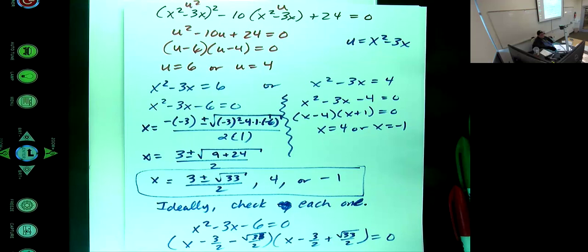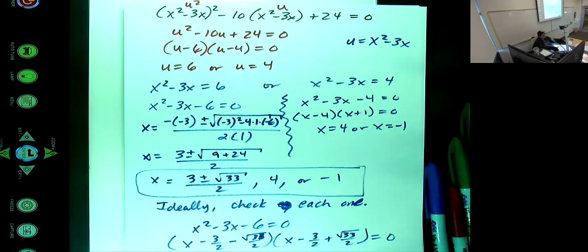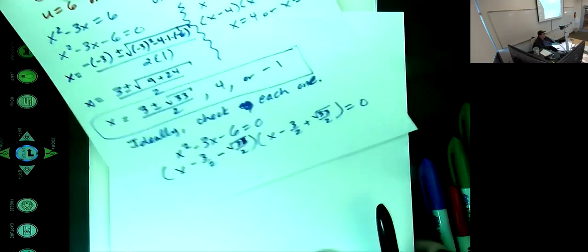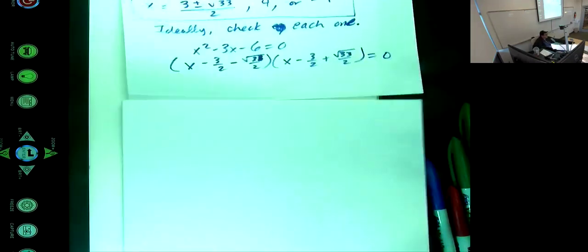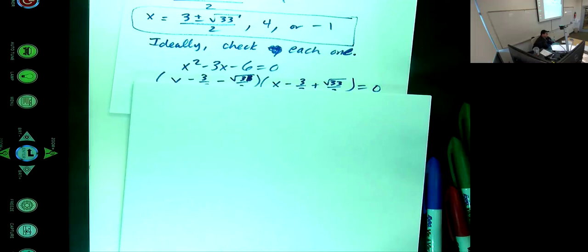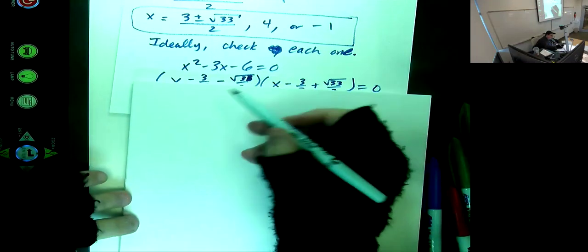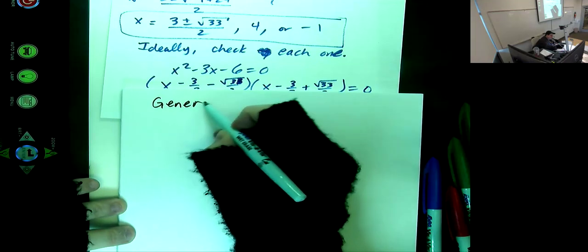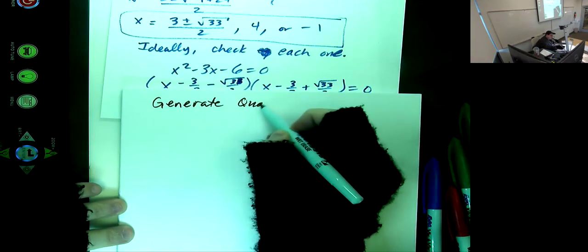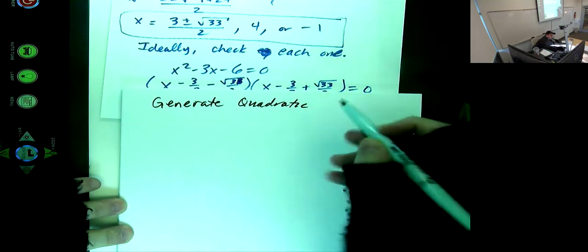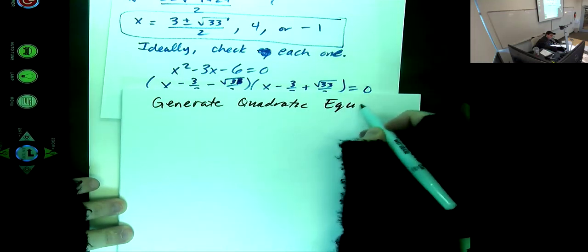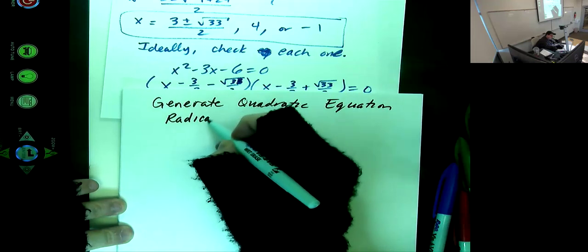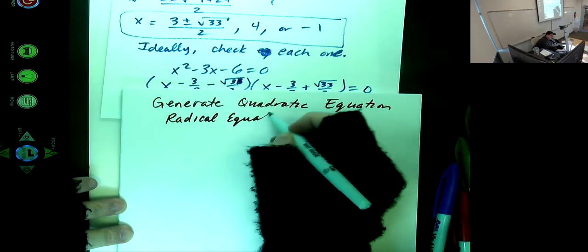All right, there's 2 other types of equations in this section, but you've seen them before, so I'm only going to mention them here. Other things that generate quadratic equations in their steps: radical equations can, and rational equations.